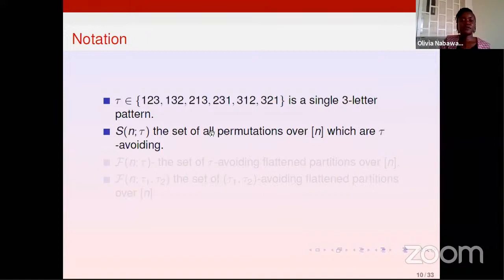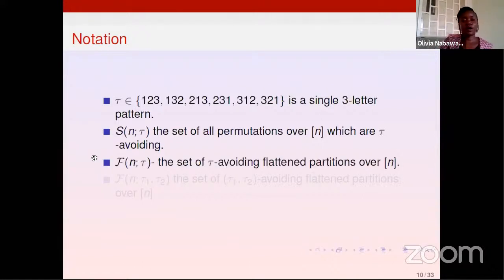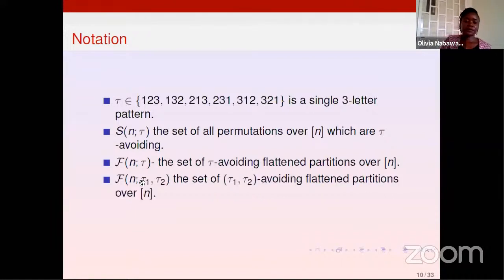And then, since we've said that flattened partitions are a subset of all permutations, I'll have this notation F_n(tau), which is a subset of S_n(tau), to denote the set of tau-avoiding flattened partitions over n. And finally, F_n(tau1, tau2). In this case, we are having 2 patterns, so this notation would denote the set of flattened partitions avoiding a pair of 2 patterns of length 3.